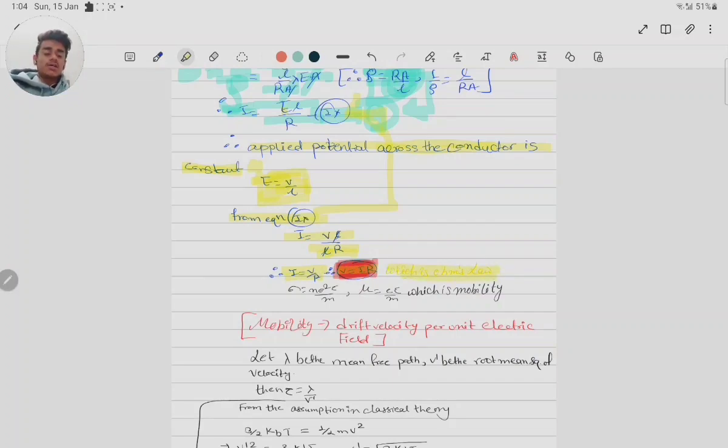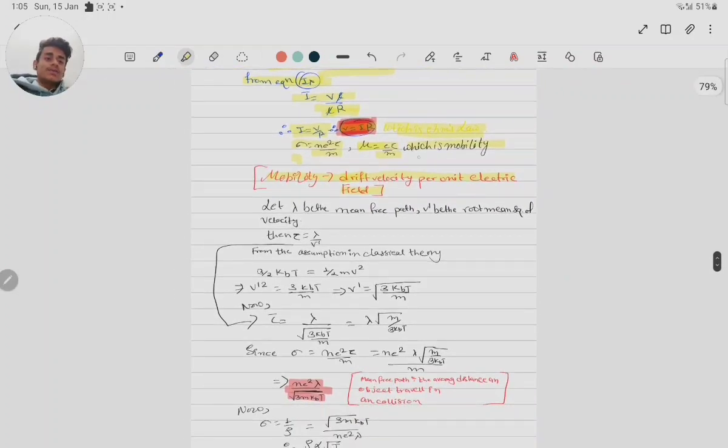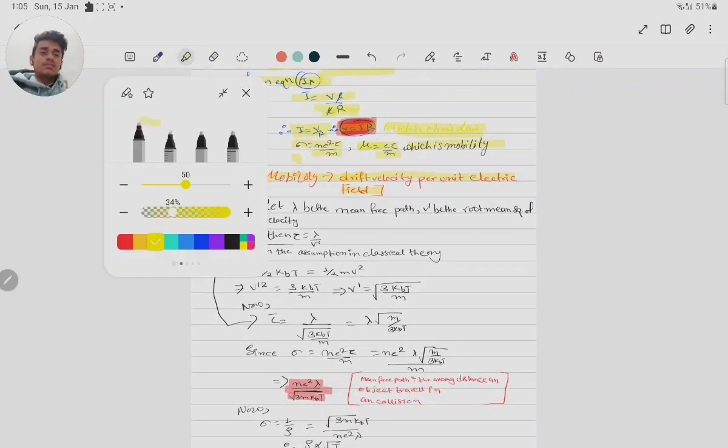We have studied Ohm's law in smaller classes, so this is the small Ohm's law, and now we have proved this also. From sigma equal to n e squared tau upon m in the upper section, we get mu equal to e tau upon m, which is mobility. Mobility means drift velocity per unit electric field.